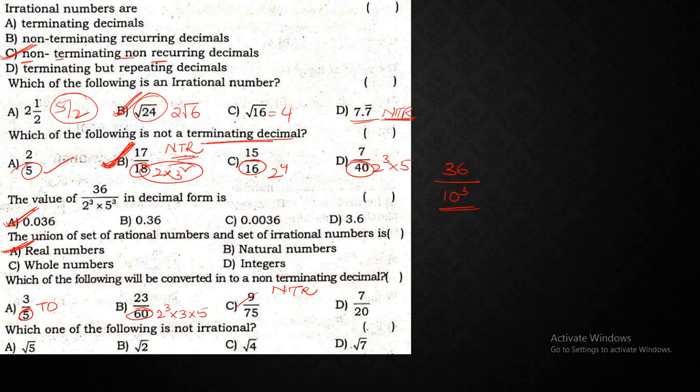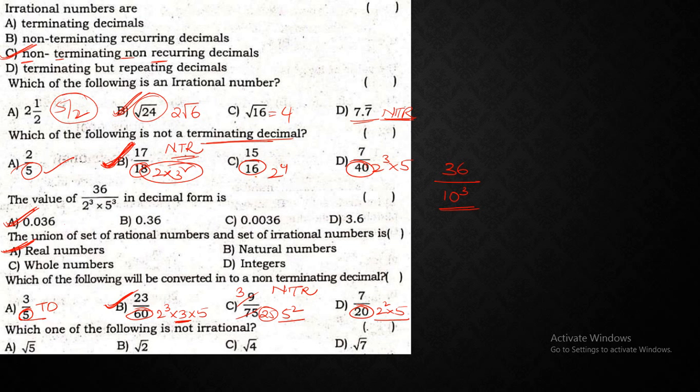Next, here first of all we need to cancel in the 3 table. If I cancel, this becomes 25, and 25 I can write as 5 square. Next 20, so 2 square into 5. Clearly, if you observe, options A, C, D are following all of this. Only B has a prime number other than 2 and 5, hence it is a non-terminating decimal.